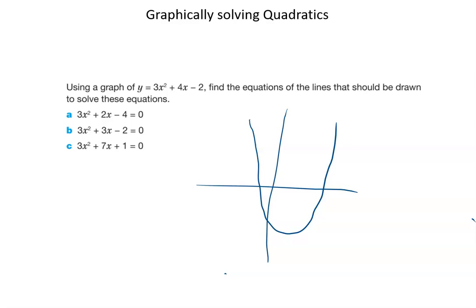I might have got it the wrong side of the y-axis, doesn't matter. And then if it asked you for 3x squared plus 4x minus 2 equals 0, it would simply be that point there and that point there. The two x values where it goes through the x-axis would be the solutions. And that's what we've got, equals 0, but they've changed it. So this first one has gone from 4x to 2x, and they've changed the constant as well, and then to 3x, and then to 7x.